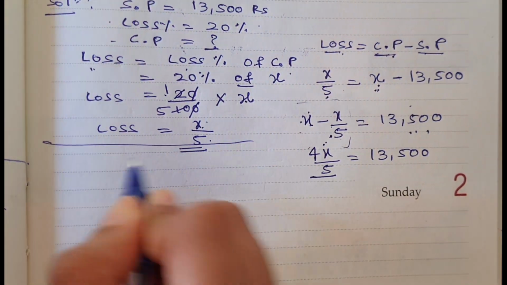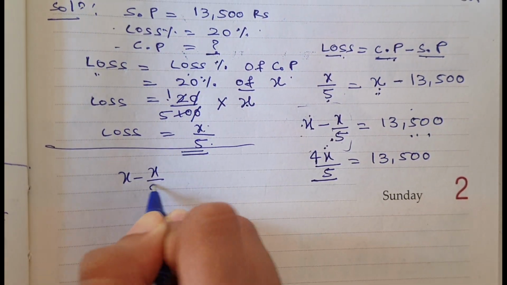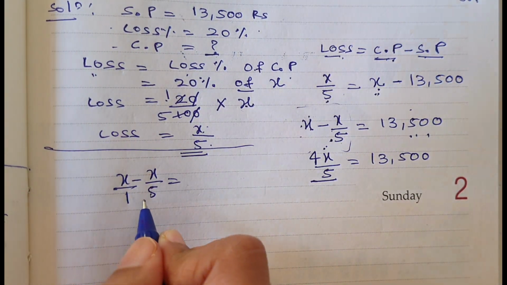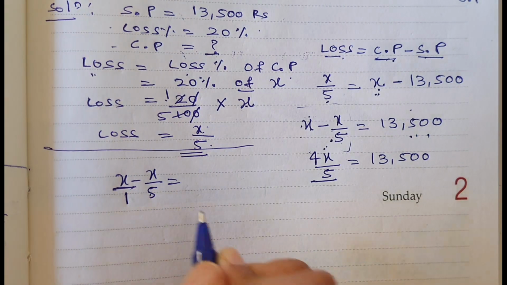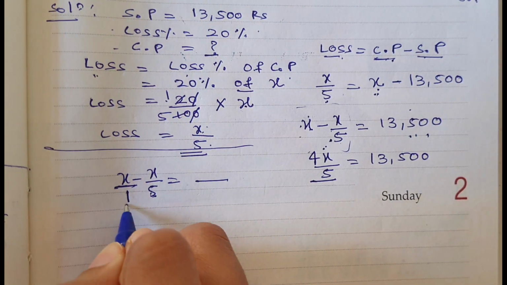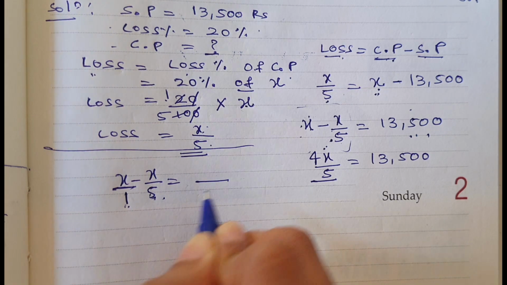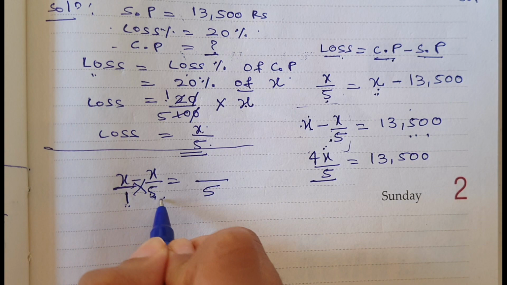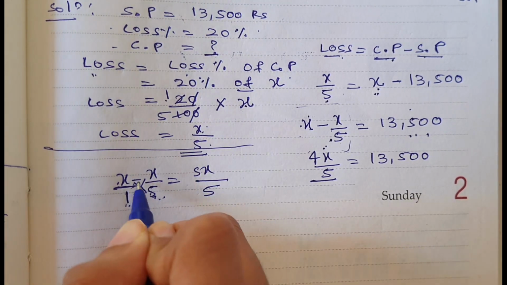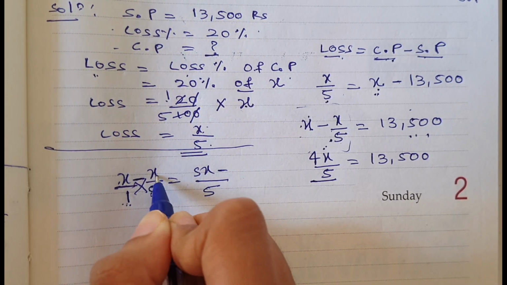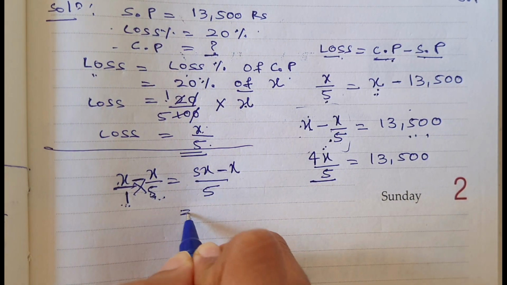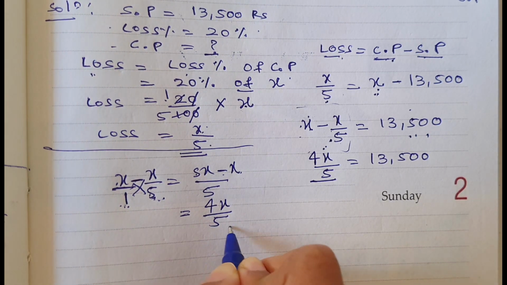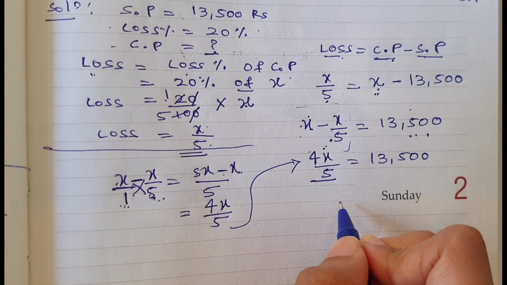If you didn't understand how I got 4X divided by 5 from this, let me show you. X minus X divided by 5. X is nothing but X divided by 1. So let me write it as X divided by 1. Now multiply these two denominators: 1 into 5 is 5. Also cross multiply: 5 into X is 5X, minus sign. Now 1 into X is X. So this will be 5X minus X. 5X minus X means 4X divided by 5. So this is how I got 4X divided by 5.